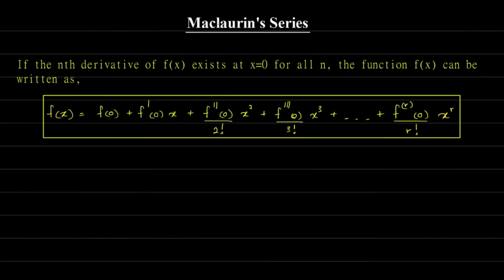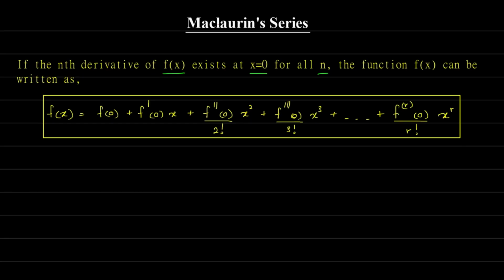Hello everyone. At the end of this video, you will understand what the Maclaurin series is and how to derive the Maclaurin's expansion. If the nth derivative of some function f(x) exists at x equals 0 for all n, the function f(x) can be written as f(0) plus f'(0) x plus f''(0) divided by 2 factorial x squared plus f'''(0) divided by 3 factorial x cubed, and that goes on all the way up to whatever value you want to expand up to.